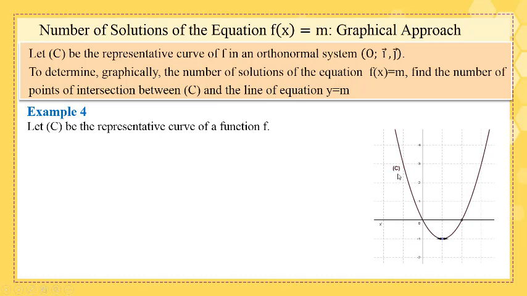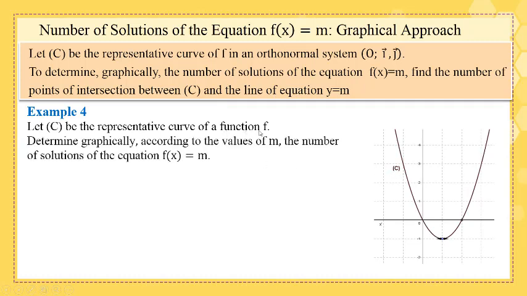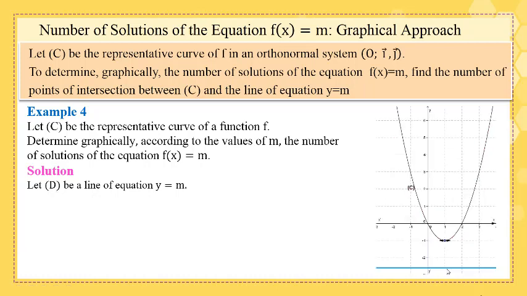Example, C is the representative curve of a function f. Determine graphically, according to the values of m, the number of solutions of the equation f of x equals m. Let D be a line of equation y equals m. As we said, we must find the number of points of intersection between C and D. This is the line D of equation y equals m.